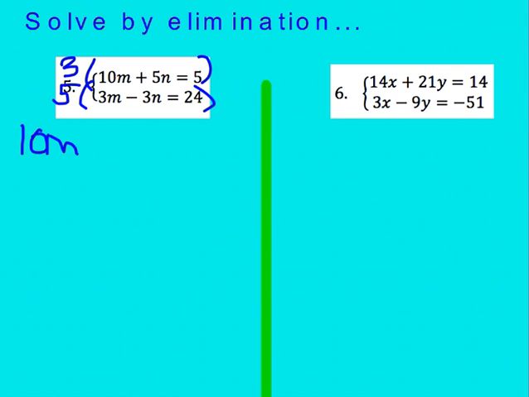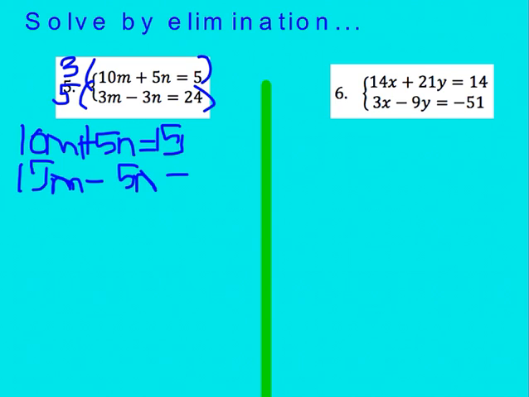So I'm going to get 10m plus 5n, or 15n, sorry, is equal to 15. And then I'm going to get 3m, oops, sorry, I need to multiply that by 5. So then I'm going to get 15m minus 15n is equal to 5 times 24, which is going to give me 120.